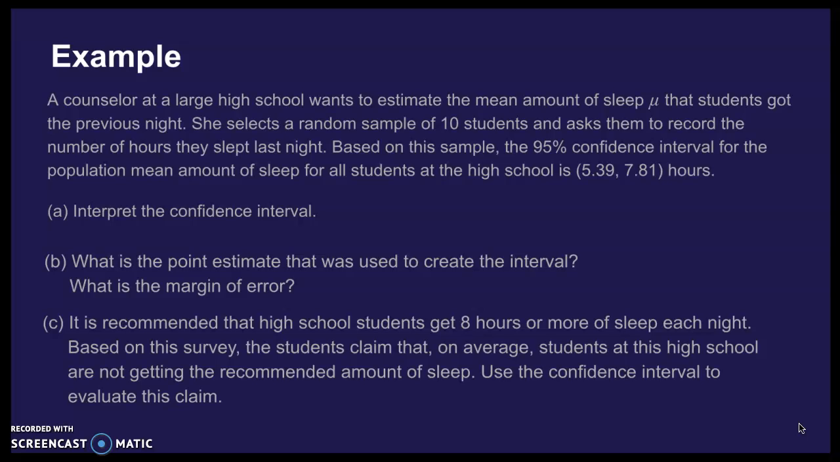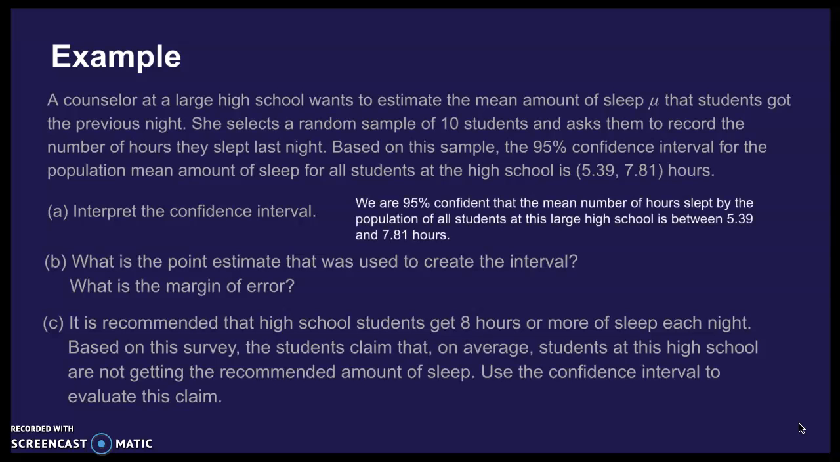First we're going to interpret that interval. We will say that we are 95% confident that the mean number of hours slept by the population of all students at this large high school is between 5.39 and 7.81 hours. The point estimate should be the midpoint of that interval, so just add the two numbers and divide by 2: 6.6 hours. The margin of error is what we added and subtracted from 6.6 hours to get the interval. You can just subtract to tell that it was 1.21 hours.